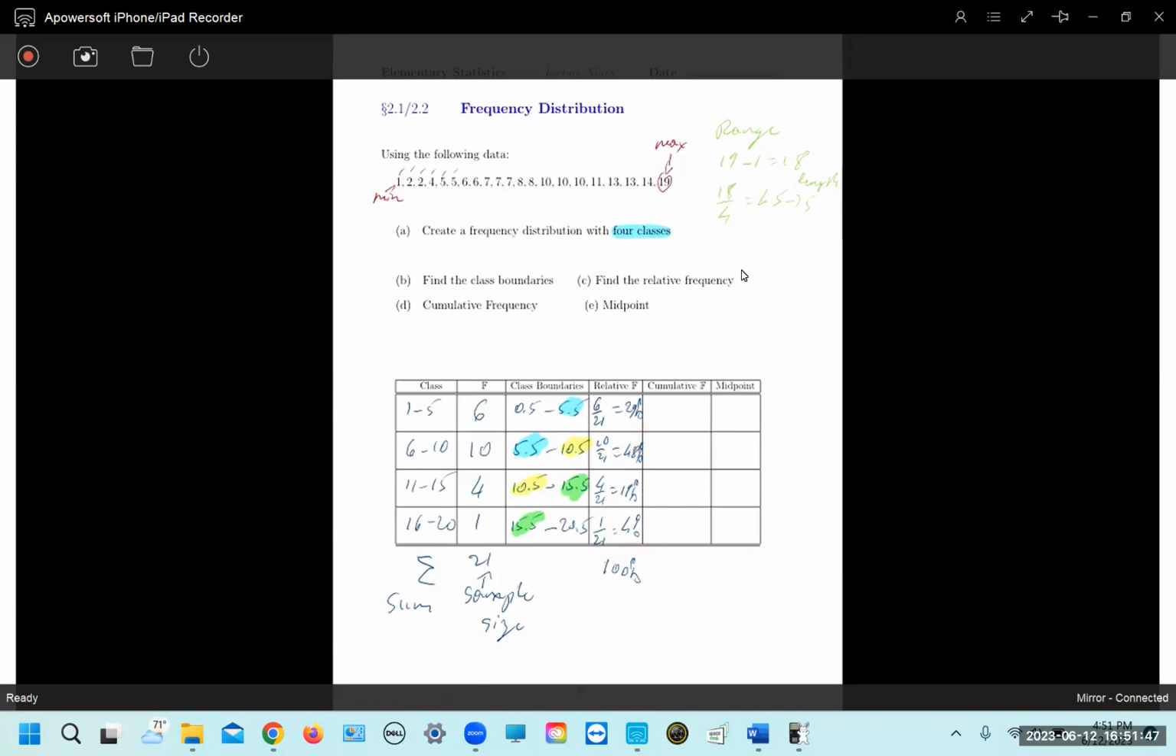Cumulative frequency: as we add this up, the first one is 6/21, that's 29%. And we add 10, so that's 16/21, which gives us 77%.